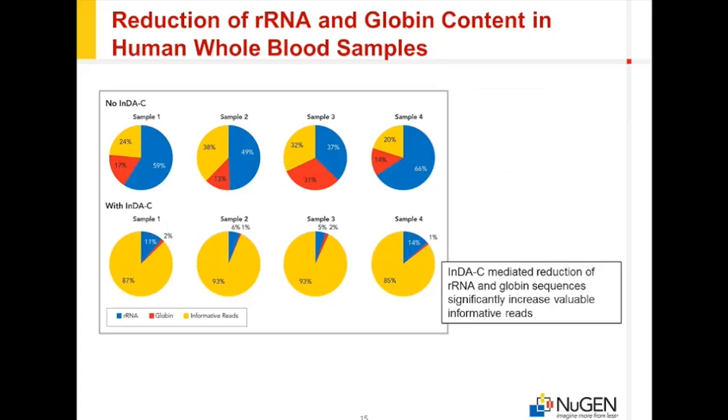And what we've done then is we've taken total RNA from these 4 different PAXgene blood draws, and we've prepared sequencing libraries either in the absence of InDA-C, where we carried out the workflow that I've just shown you and substituted water for the InDA-C primer step, or in the presence of InDA-C on the bottom. And what you can see shown in these yellow portions is that through the use of InDA-C, we've been able to substantially enrich for informative sequencing reads, or reads which would represent non-ribosomal RNA and non-Globin transcripts. Conversely, we've brought about a significant reduction in the percentage of ribosomal RNA reads shown in blue, as well as the Globin transcript shown in red.